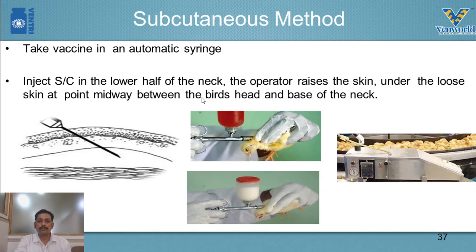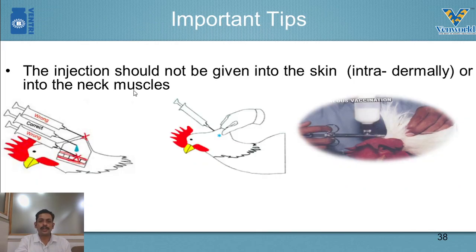They work on pneumatic pressure or electricity. So take the vaccine in the automatic syringe, then inject in the lower half of the neck. The operator raises the loose skin at a point midway between the bird's head and the base of the neck. So here we can inject these vaccines. The location is correctly between the skin and the neck muscular part. See here, the injection should not be given into the skin or into the neck muscles. It should be given between the skin and neck muscles. Here is the correct way.